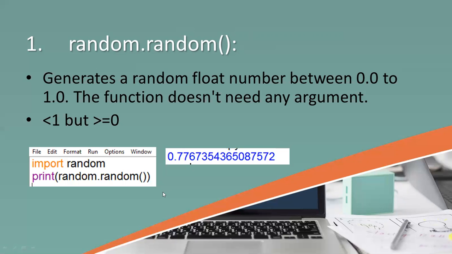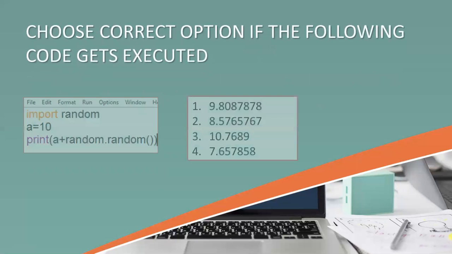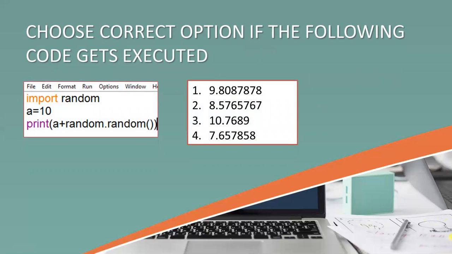Let us take one example of this. We have written a Python code here. You have to find the output from the options given here. Four options are here, so which one will be correct? Now see, random.random can generate any number between 0 and 1, which may be equal to 0 but less than 1, and we are adding 10 to it. So of course the output will be option 3, because after adding the number we will get 10 as the integer value, and the rest will be the decimal part.